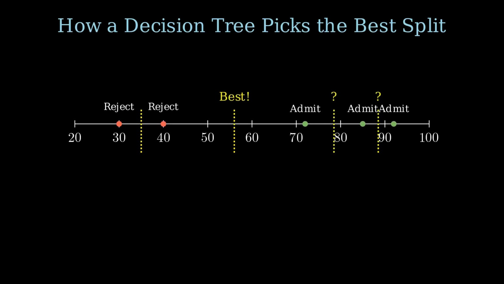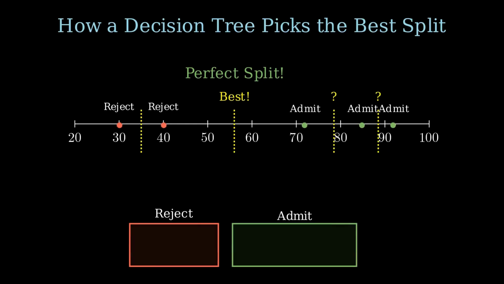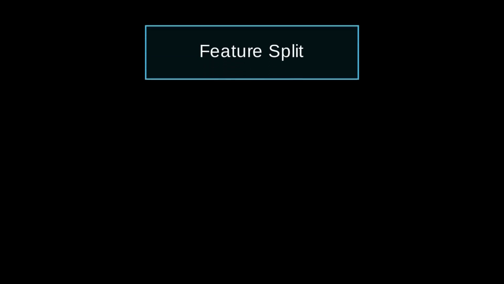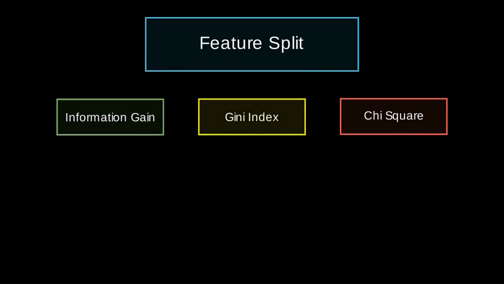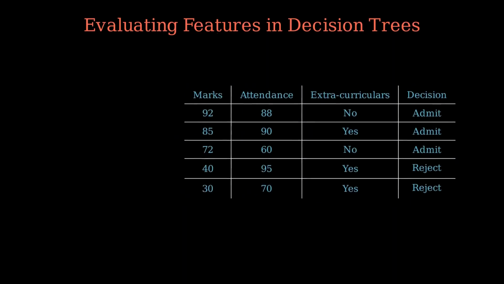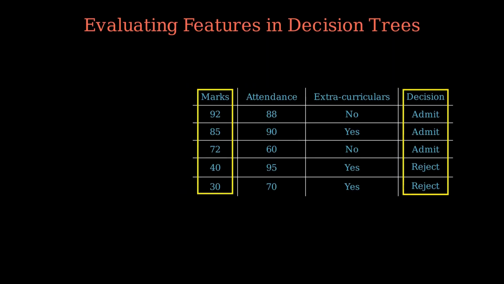Now when it comes to picking the best feature and the best place to split, there are generally three common approaches. But in this series we'll focus on information gain first because it's simple, intuitive and widely used. Let's start with the marks feature. We focus on the marks and the final decisions, which is admit or reject.